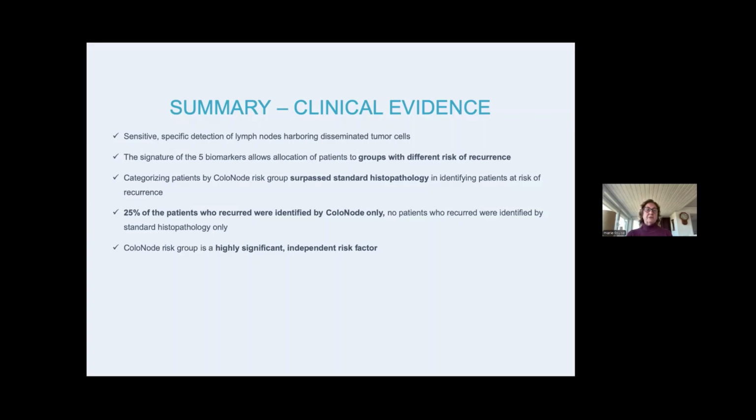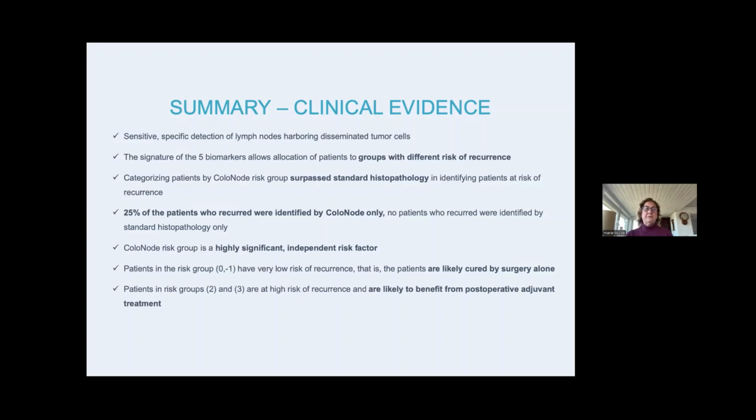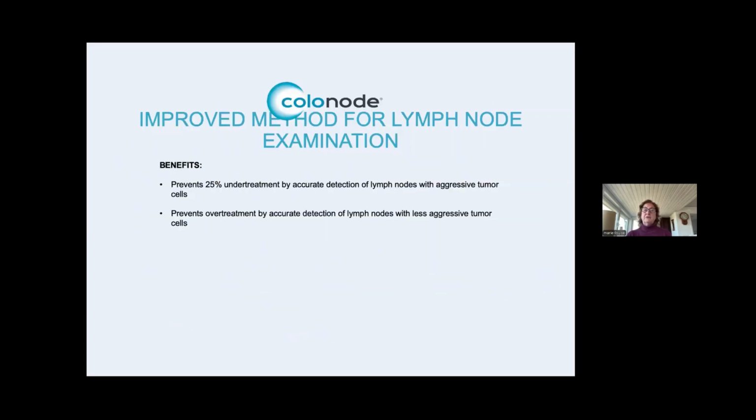The ColoNode risk group is a highly significant independent risk factor. Patients in risk group 0 or -1 have a very low risk of recurrence. That is, the patients are likely cured by surgery alone. Patients in risk groups 2 and 3 are at high risk of recurrence and are likely to benefit from postoperative adjuvant treatment. So this means that ColoNode yields improved lymph node metastasis analysis.